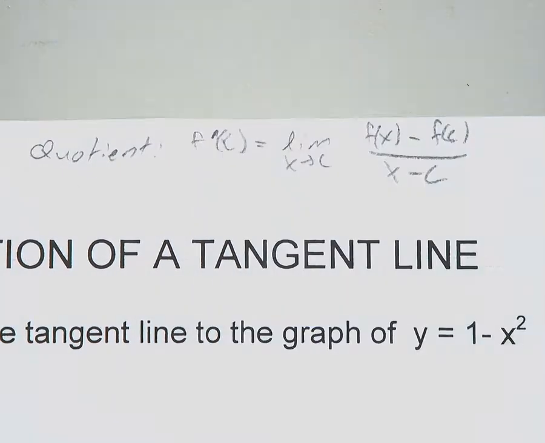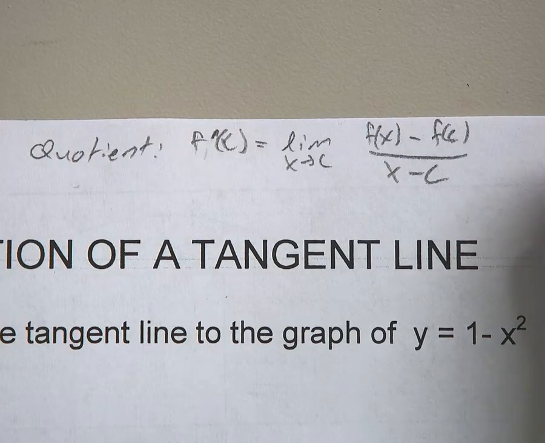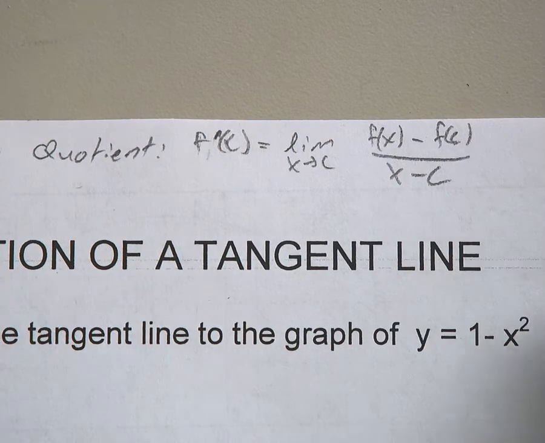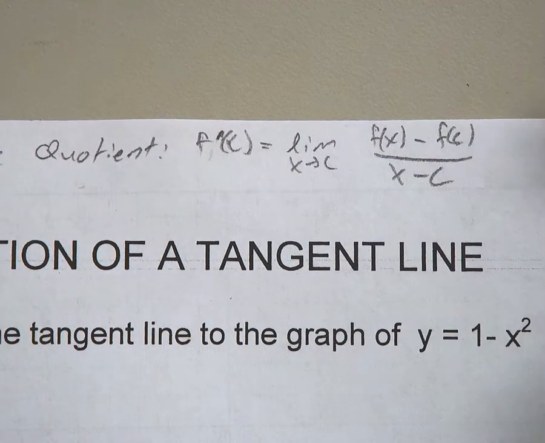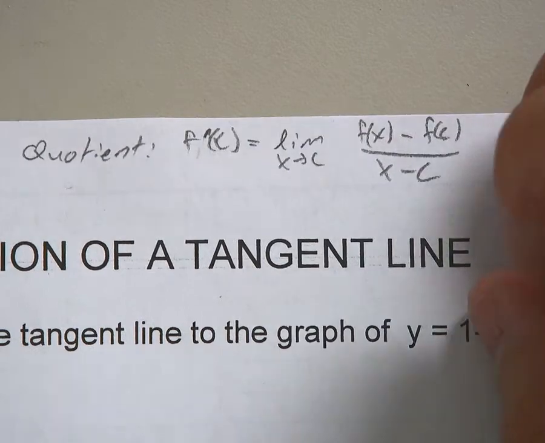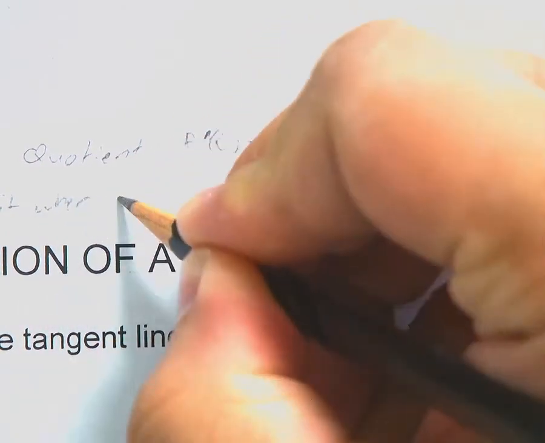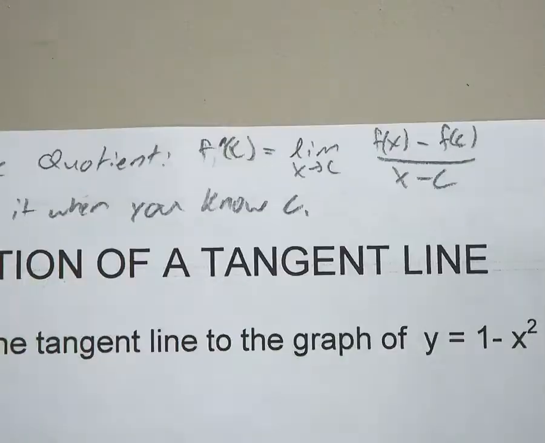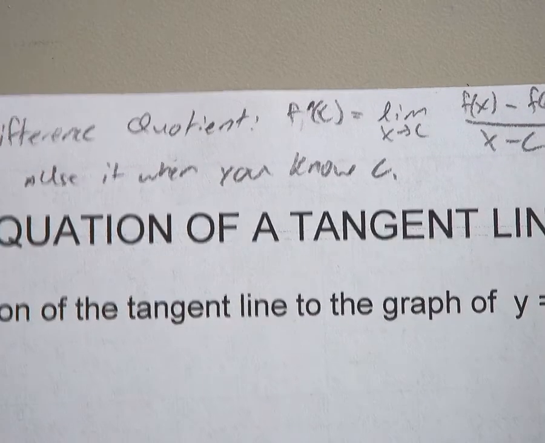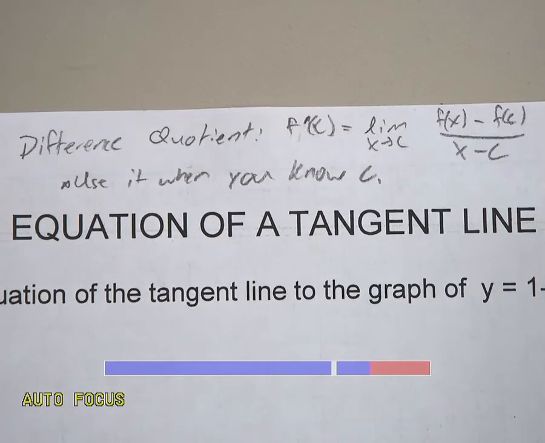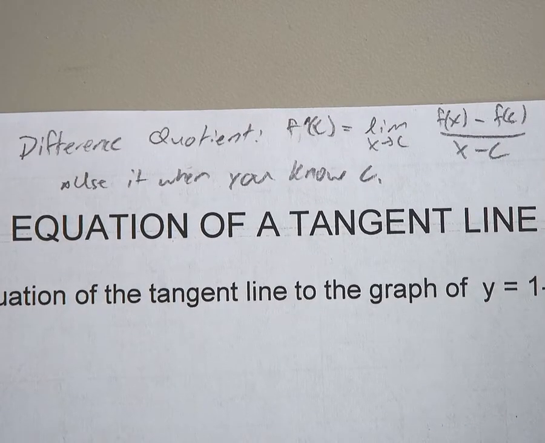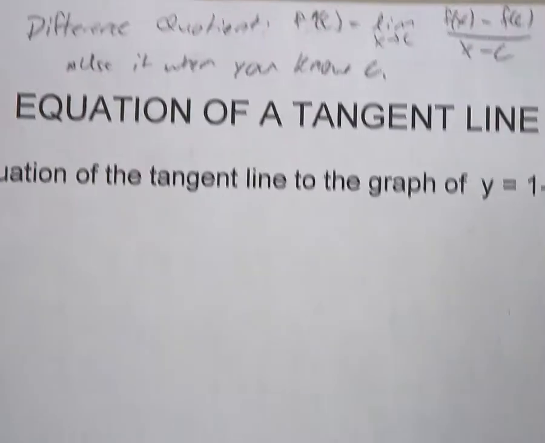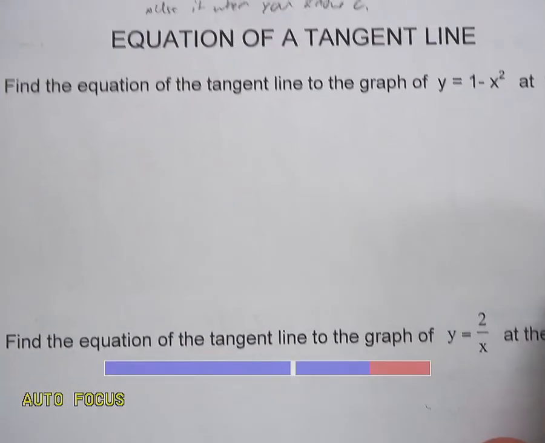A couple things to remember about the difference quotient here. That is f prime, the derivative. It gives you the slope of a tangent line at c. And you're always going to use this when you know c. So write a little note here: use it when you know c. I zoomed in too much, didn't I? Use it when you know c. For example, number one, straight out of the box here.